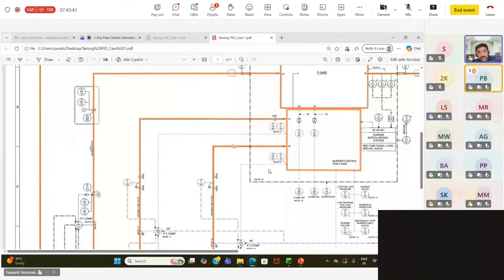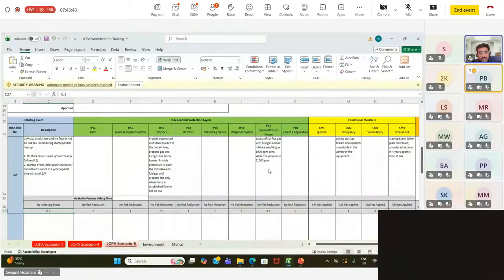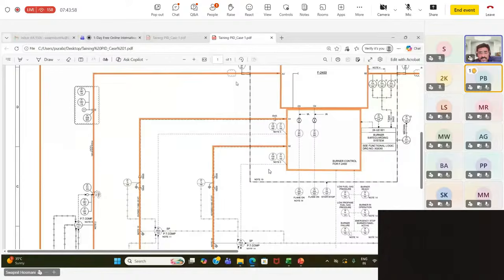Now, in the same recommendation, I'm saying provide a permissive to open the ESD valve on the fuel gas line and the propane line only when there is established flow of hot air. That means you provide 3 ESDs and you provide a permissive to open this valve. That means the fuel gas or the propane gas, which is also acting as fuel, should only be opened if there is established flow in this line. That totally evades your scenario.